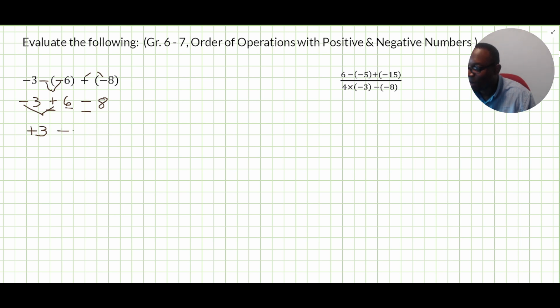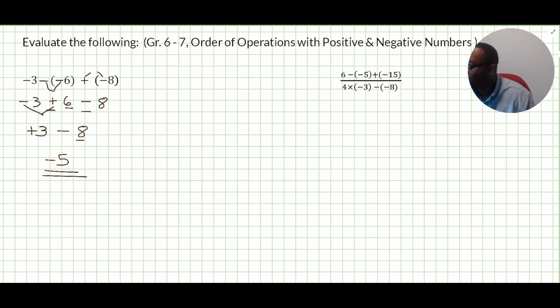Now we have -8. We apply the same thing again. We're going to ignore the signs in front of the numbers, and because the signs are different, we can subtract. 8 minus 3 is going to give us 5. Now let's go back to the numbers. What is the sign on the larger number? So the larger number is 8. The sign to the left of it is negative. So your result here is going to be -5.